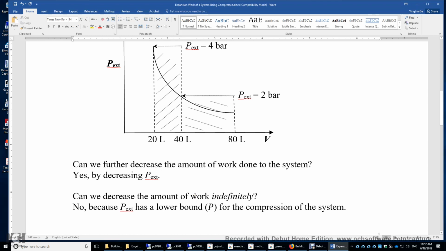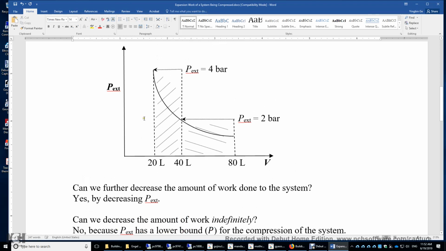But then is there a limit? Can we just decrease the amount of work to 0 or indefinitely? There's no way, because to compress a system, P external must be greater than P. So this system pressure P serves as the lower bound of P external. Over here, this is the system pressure using PV equals RT, the reciprocal curve here. So P external should be greater than P. Therefore, the minimum amount of work we can achieve is the area under this reciprocal PV equals RT curve.